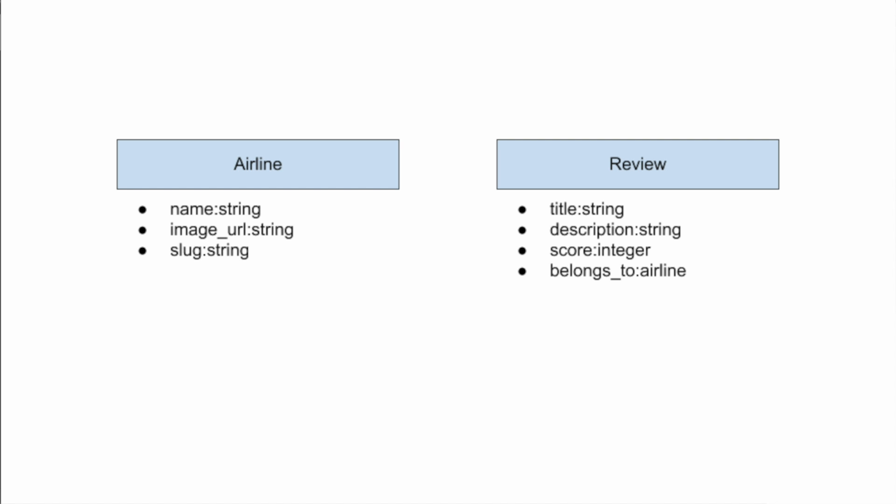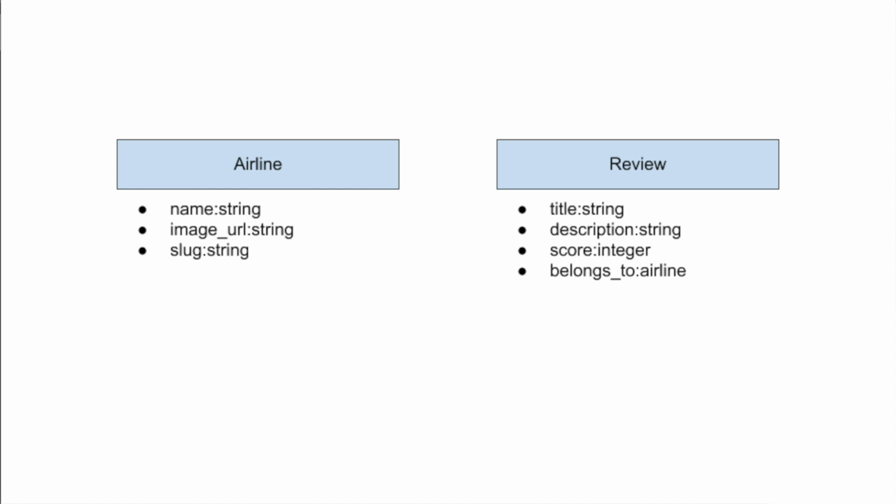So for our airline model, when I think about the attributes that I want to add for that, we want to have a name for each airline. We also are probably going to want to have an image URL that we can use for each airline's logo. And then I also want to add a unique slug that we can use as an identifier for each airline. And then for our review model, I want to have a title or a headline for each review.